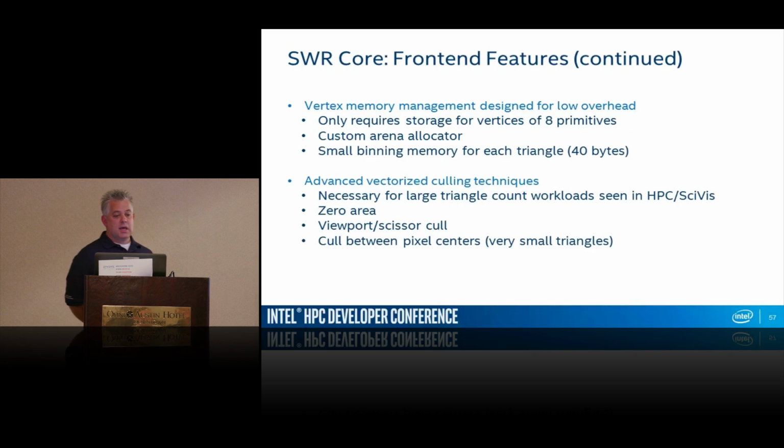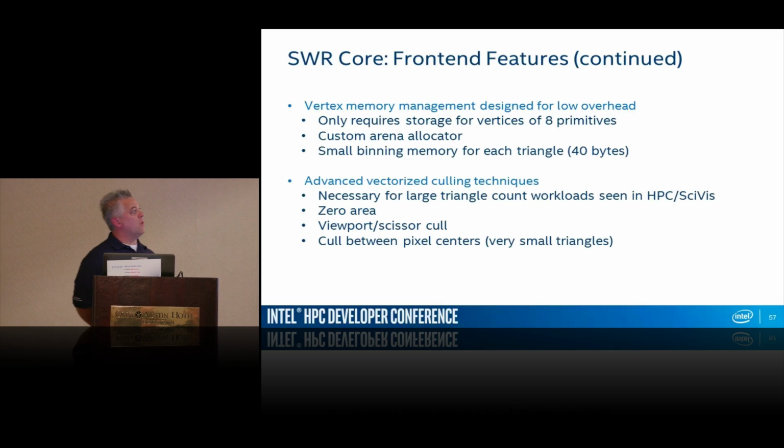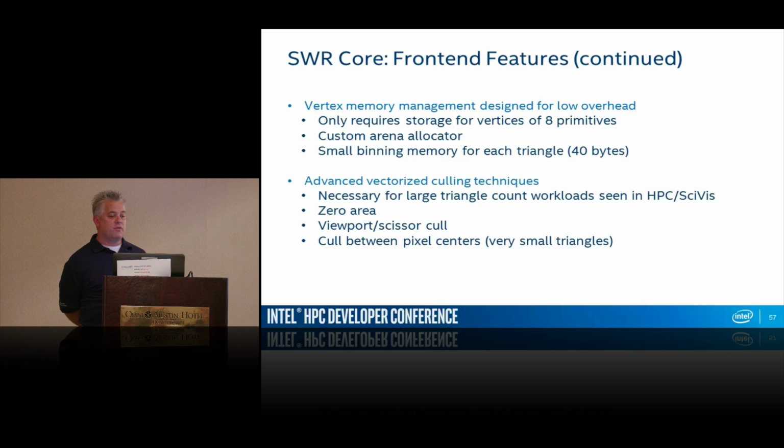Some other things, the vertex memory management is actually very low overhead. We only store enough vertex information for 8 primitives at a time. We use a custom arena allocator, so we're not doing a lot of alloc and free. We don't have a lot of overhead with garbage collection there. And the binning memory is actually very, very small.